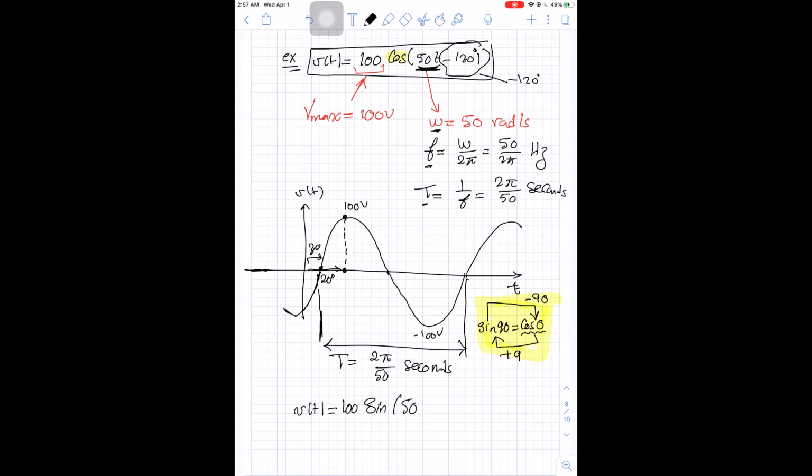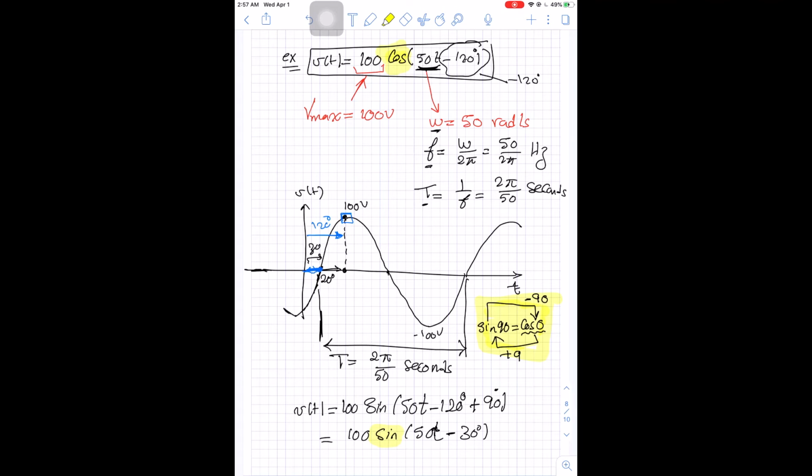So we can write the same equation as V of t equal to 100 sine 50t minus 120 degree plus 90. So we can write this equation as 100 sine 50t minus 30 degree. And if it is a sine wave, you look at the zero, not the peak. So as a sine wave, it is shifted by 30 degree at the zero. But as a cos wave, you look at the peak, and it is shifted by 120 degree. So we can write any voltage as sine or cos. The difference will be how you shift the angles.